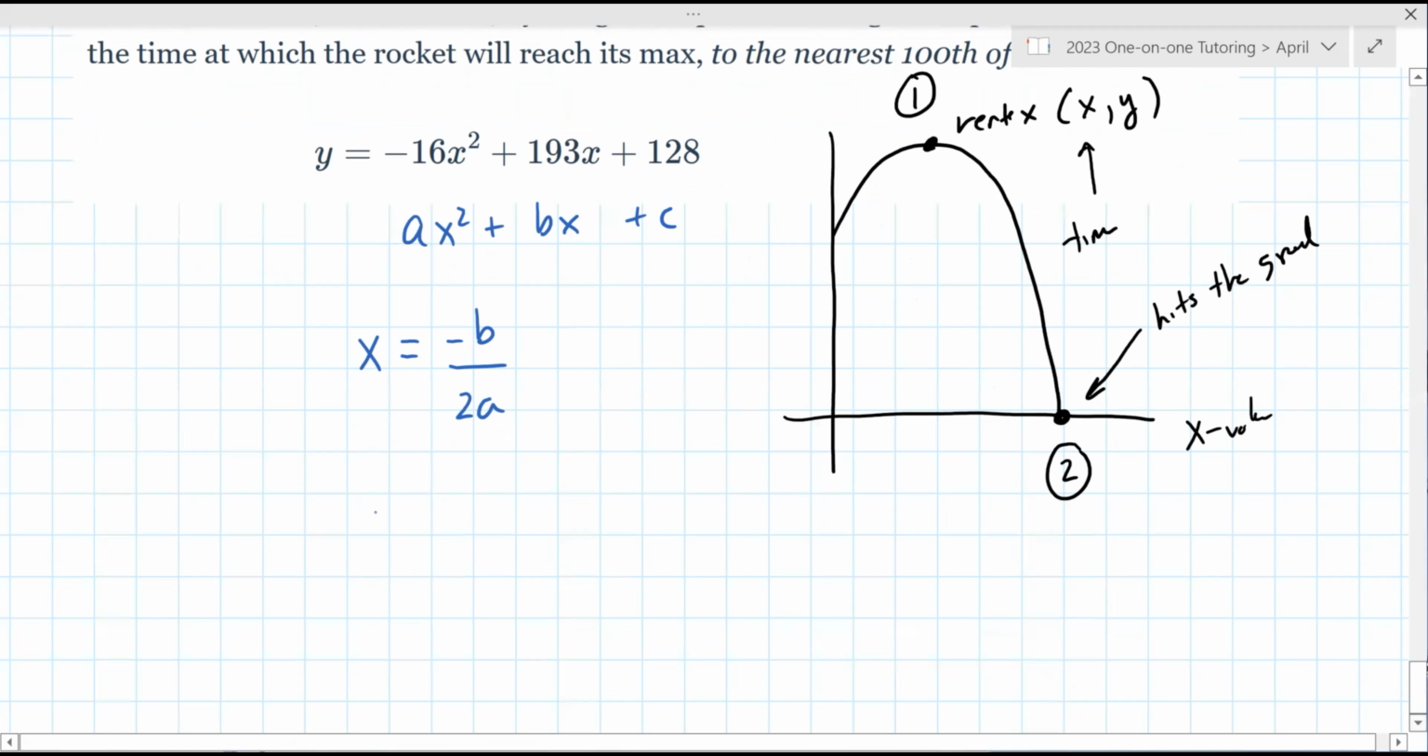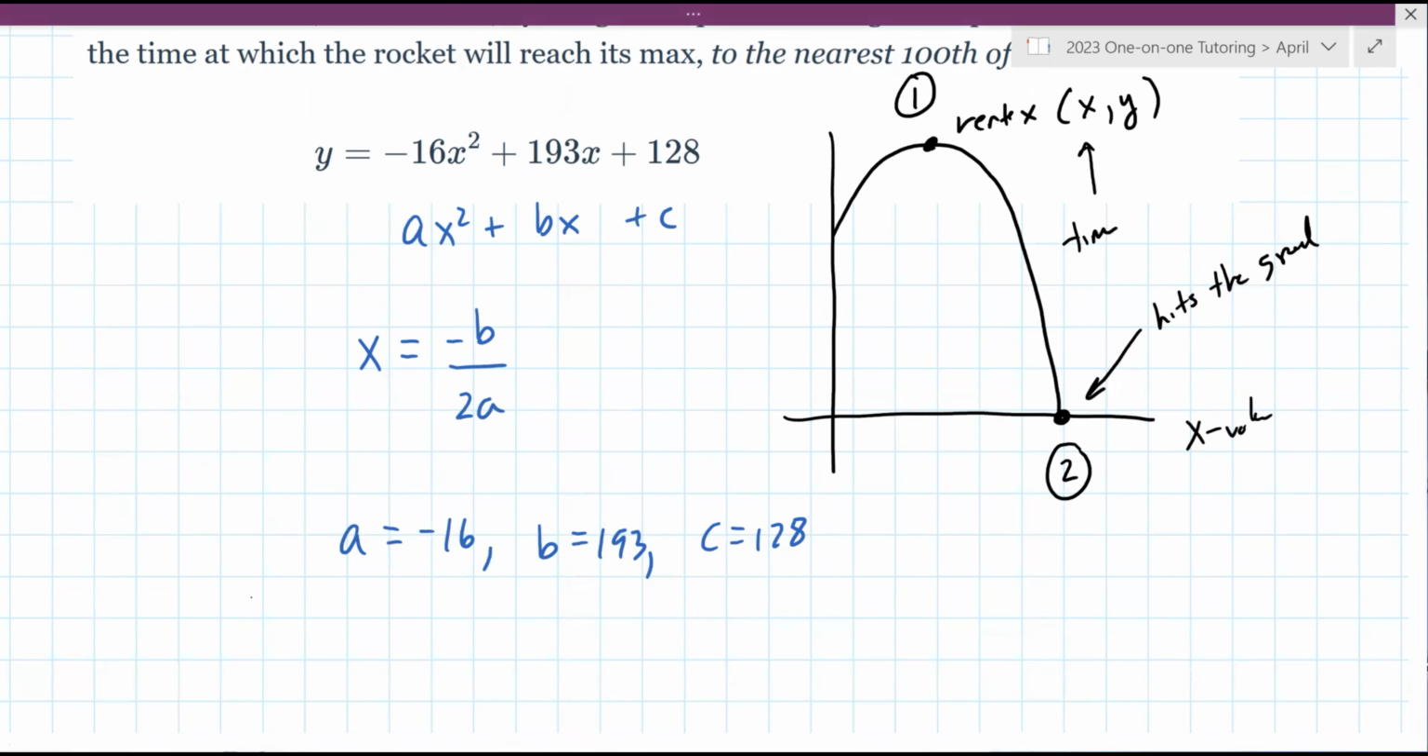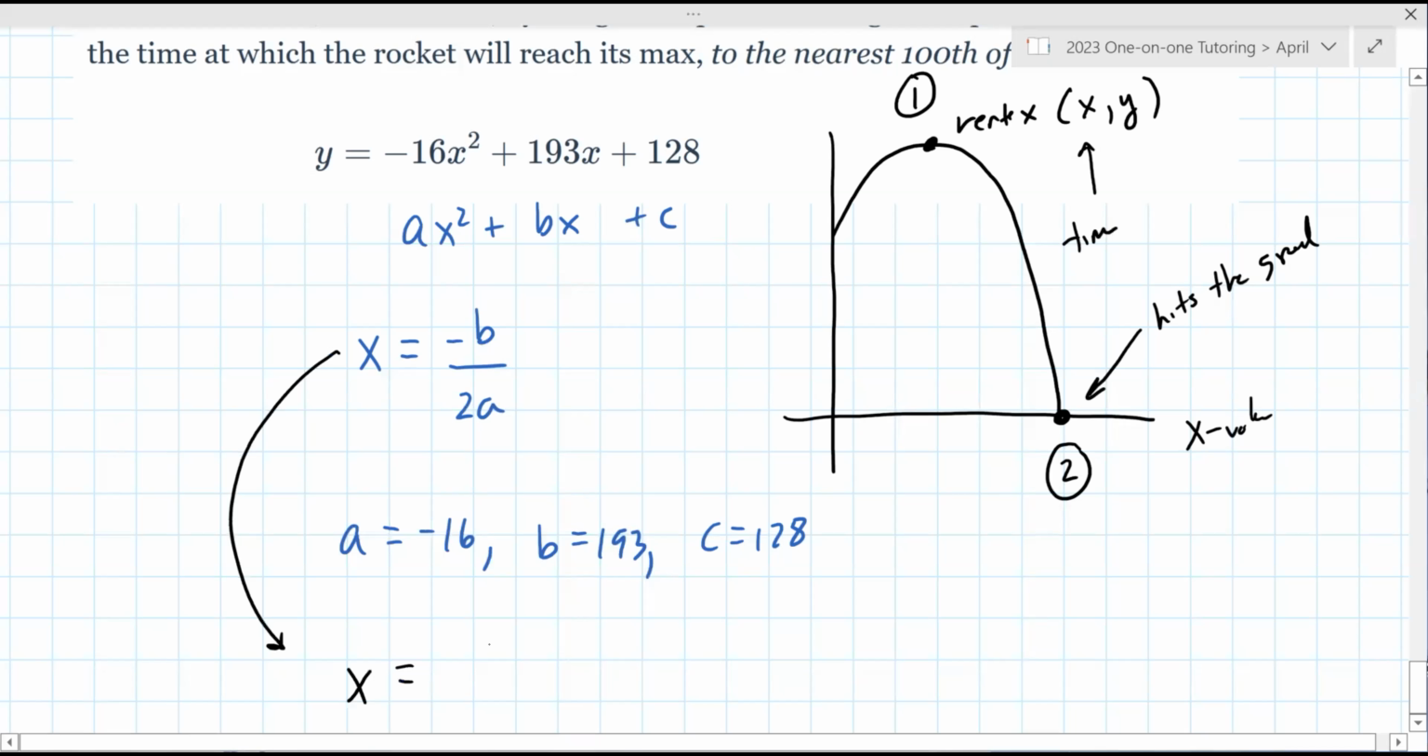So A in this problem is minus 16, B is 193, C is 128. Those are the numbers in front of x squared, x, and the constant. They include the operator. So if this plus in front of the 193 were a minus, it would be minus 193. So you're just substituting those numbers into here. X equals minus 193 over 2 times negative 16.